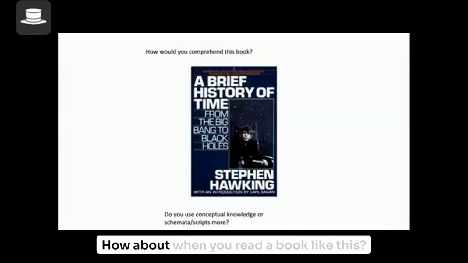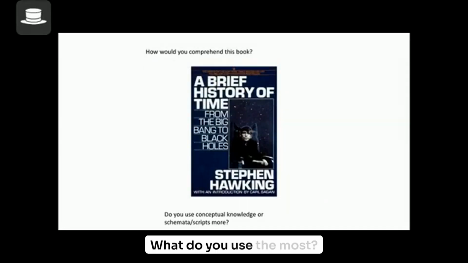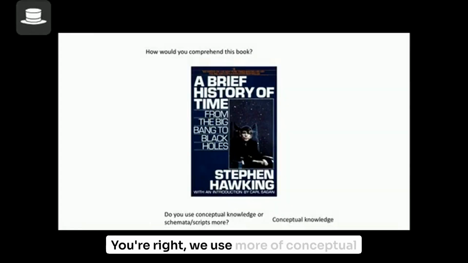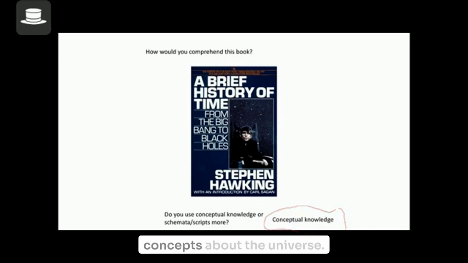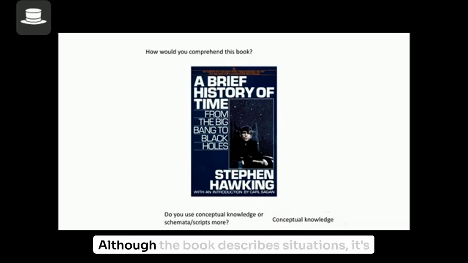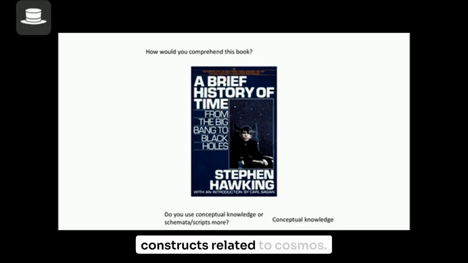How about when you read a book like this? What do you use the most? Conceptual knowledge or schema? You're right. We use more of conceptual knowledge. By the way, if you haven't read this book, you should. This is a good book about the history of time. It talks about a lot of things in a simple way so we can form our own concepts about the universe. Although the book describes situations, it's mostly about the constructs related to the cosmos.